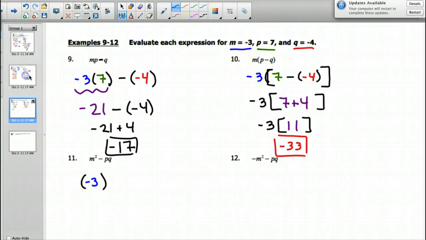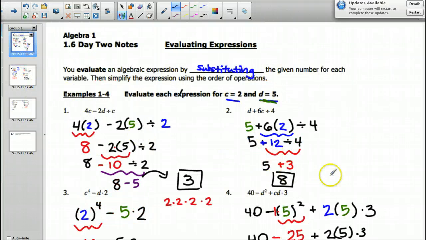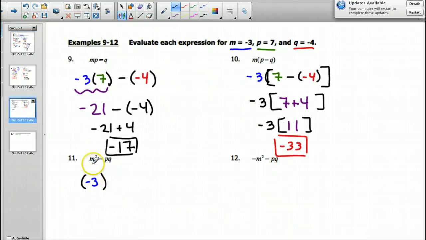If you look back over here on number 4, when we did number 4 and I plugged in 5 for D, this minus sign in front of D wasn't what we were plugging in. We were plugging in a positive 5 here, so that's why I didn't put that minus sign inside parentheses, because the number I was plugging in for D was positive. This is different than the one I'm doing right now. The one I'm doing right now is I'm plugging a negative number in for m, so that's why that negative sign is going inside the parentheses.